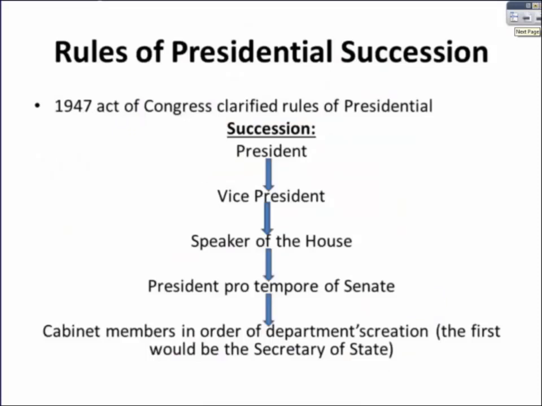Rules of presidential succession. In 1947, an act of Congress clarified the rules of presidential succession. That shows that the president, if he is dead or incapacitated for any reason, gives power to the vice president, who then goes to the Speaker of the House, then the President pro tempore of the Senate, and lastly, cabinet members in the order of the department's creation. So, for example, the first would be the Secretary of State, because that was the first created position in the presidential cabinet by George Washington way back in 1788.